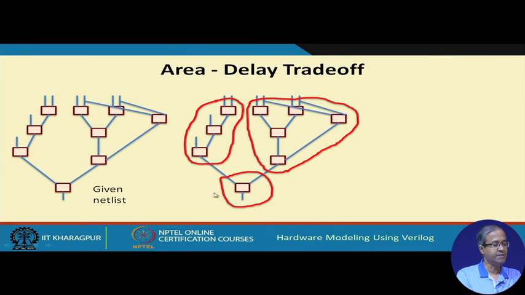And here whatever remains I can map into one more LUT. So, here there is only 2 inputs. Okay. So, there are 3 LUTs which are required here. Delay is 2, this is 1 level of delay, 2 levels of delay.